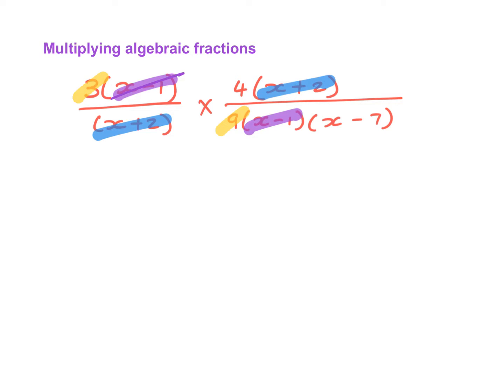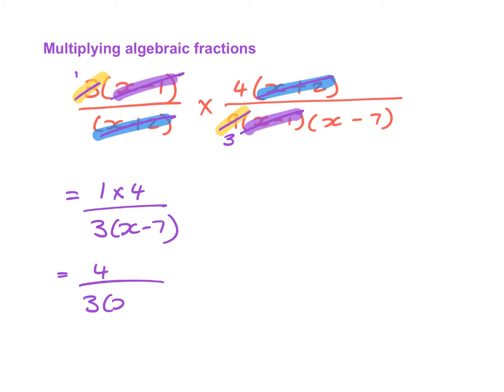So x minus 1 cancels with x minus 1, x plus 2 cancels with x plus 2, and 3 goes into 3 once and 3 goes into 9 3 times. After all the cancelling, I can rewrite this as 1 times 4 all over 3x minus 7. And 1 times 4 is 4, so 4 all over 3x minus 7 would be my answer.